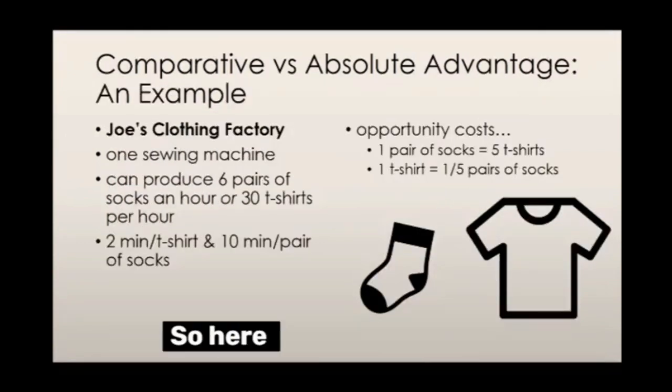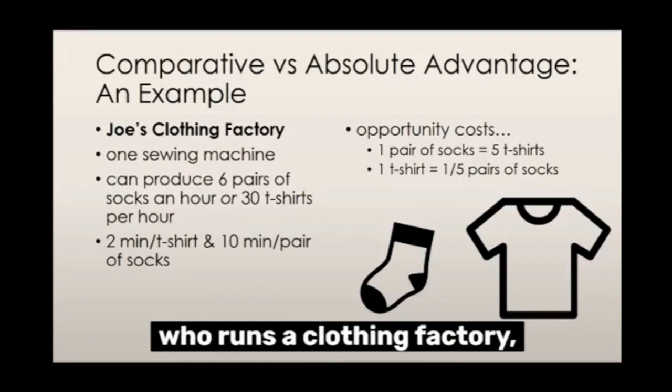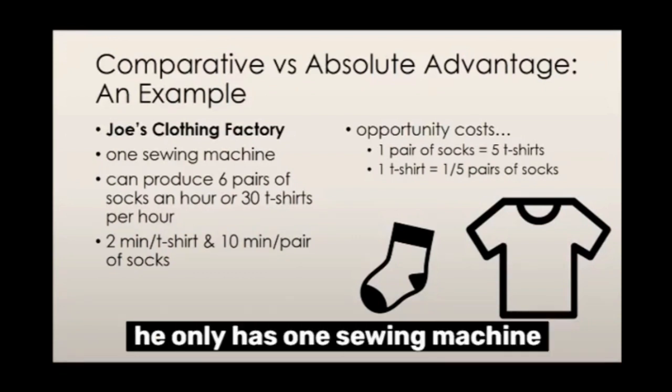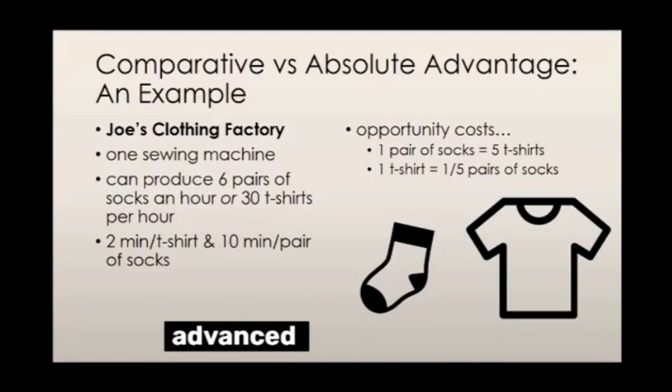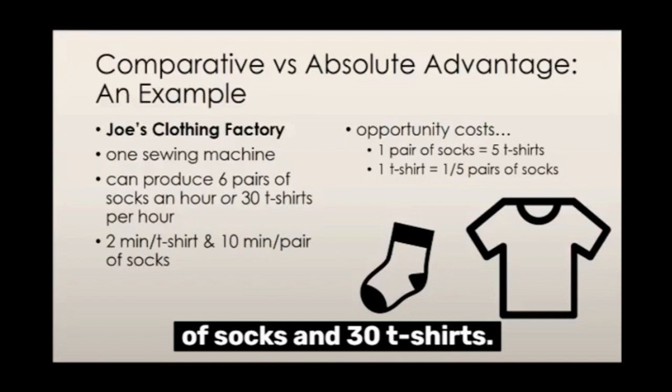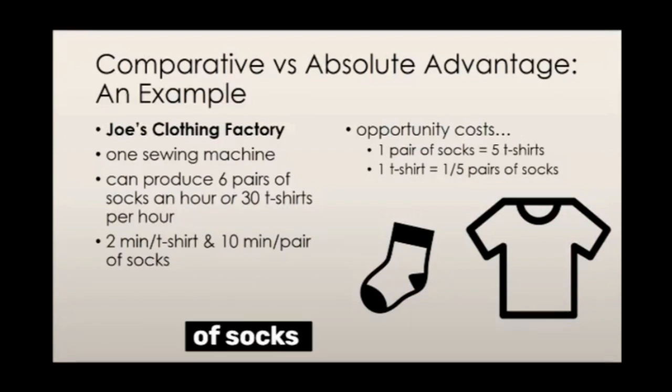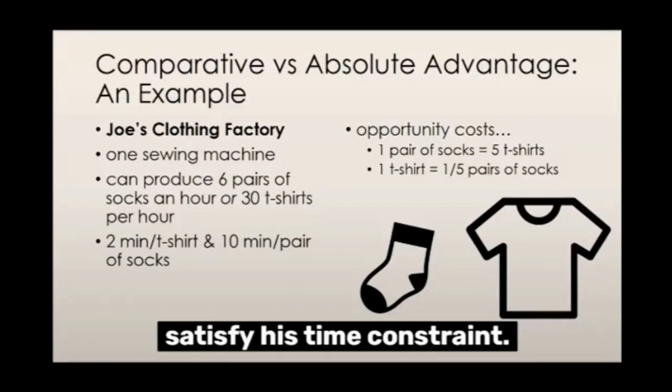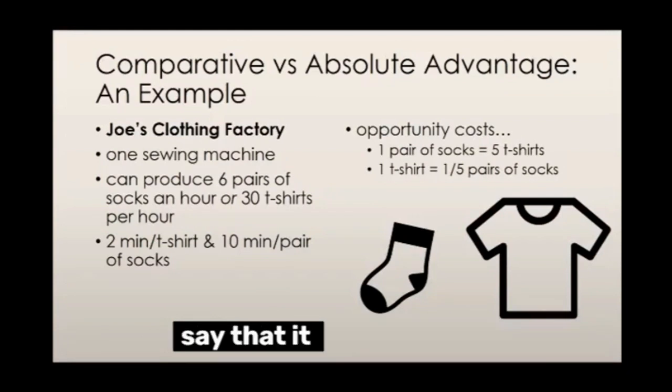The concepts that I have just mentioned are a little complicated to understand, so here is an example that will hopefully clear things up. Imagine an economy with two producers. Producer A is Joe, who runs a clothing factory. He only has one sewing machine in this factory, so he isn't as technologically advanced as he otherwise could be. Joe can produce in a given hour either 6 pairs of socks or 30 t-shirts. He can't produce 6 pairs of socks and 30 t-shirts. He can only produce 6 pairs of socks or 30 t-shirts. We will say that he can also produce some combination of t-shirts and socks that satisfy his time constraint.